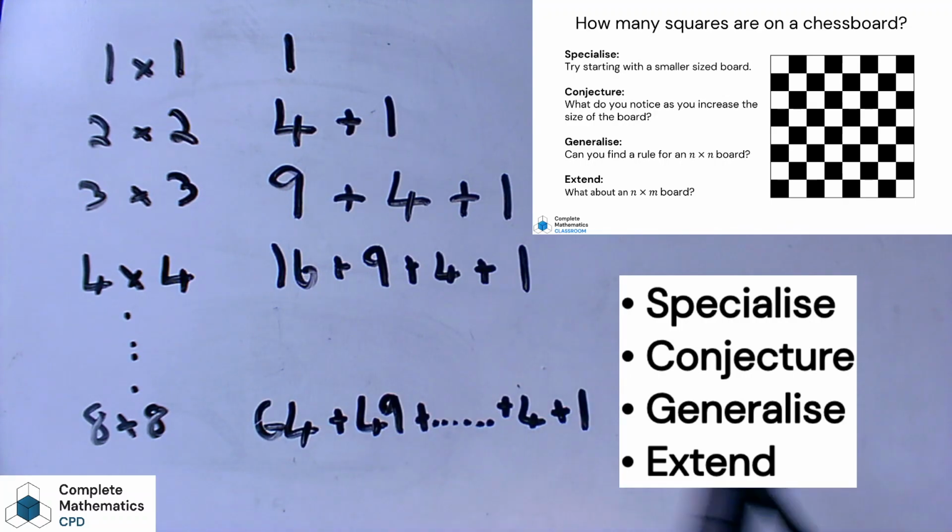So we've got this generalisation happening here. For an n by n board, it's probably going to be n squared plus n minus 1 squared plus n minus 2 squared, all the way down to 1 squared as well.